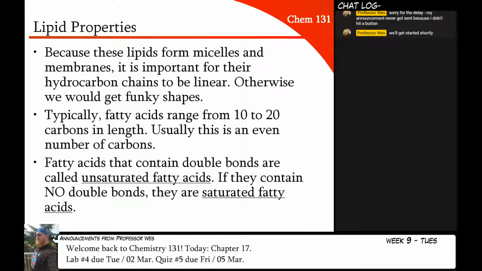In order to do that, we're going to classify our lipids into two categories. The first one is called an unsaturated fatty acid. Unsaturated fatty acids do not have any double bonds.